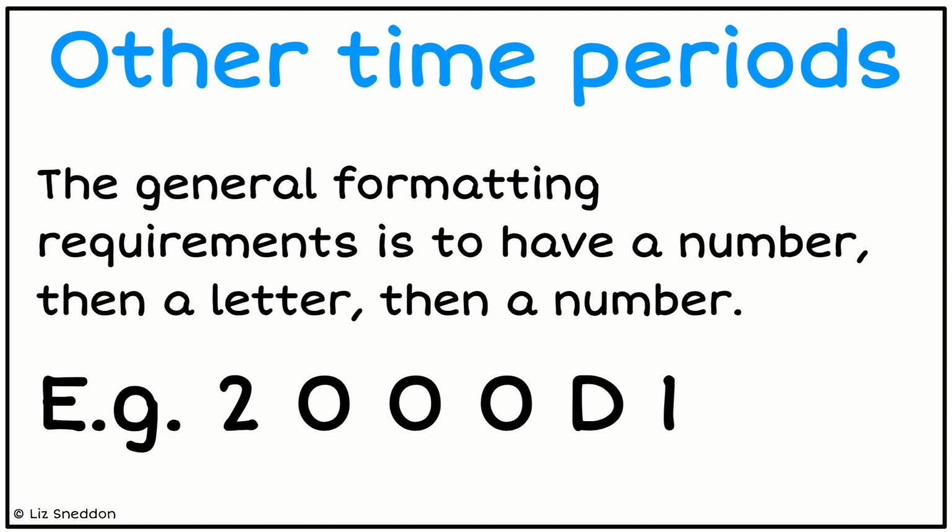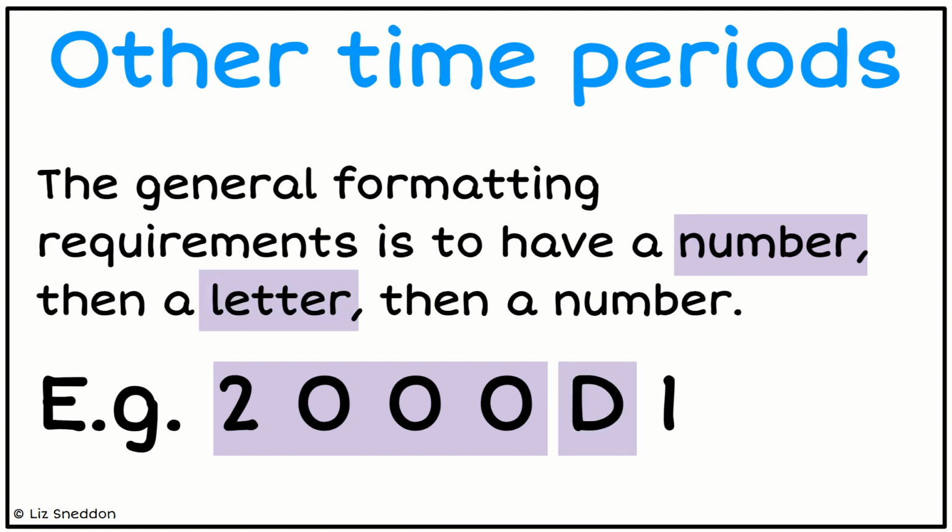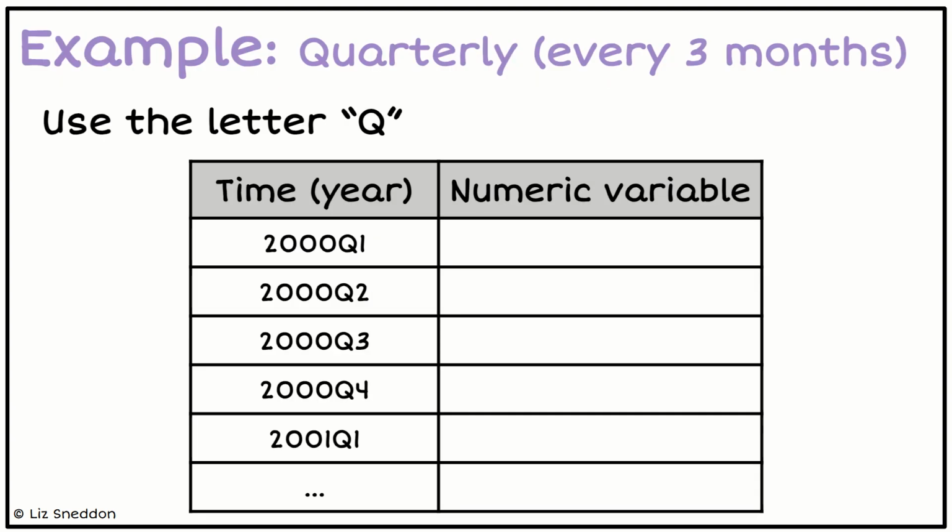Then we need to think about other time periods. So some general formatting rules is we start with having a number, so like the number 2000 being the year, but it could also be the week 1, and so on. Then we have a letter, so in this case I've got the letter D, which stands for daily, and I'll talk about that in a minute. And then we have another number, so the number 1. So below the formatting is 2000 day 1. So let's have a look at some of the specific ones.